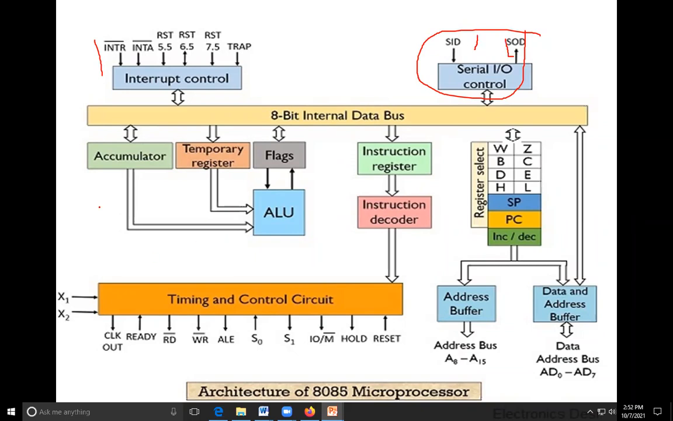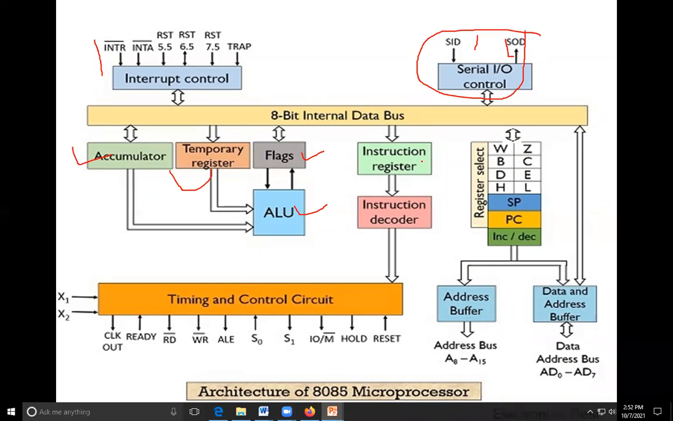Okay. Next, we are discussing the accumulator. Then these are the temp registers. Then this is the flag, and this is the ALU. The accumulator is used to store data. The flags are the carry flag, auxiliary carry flag, zero flag, and parity flag. There are 5 flags.